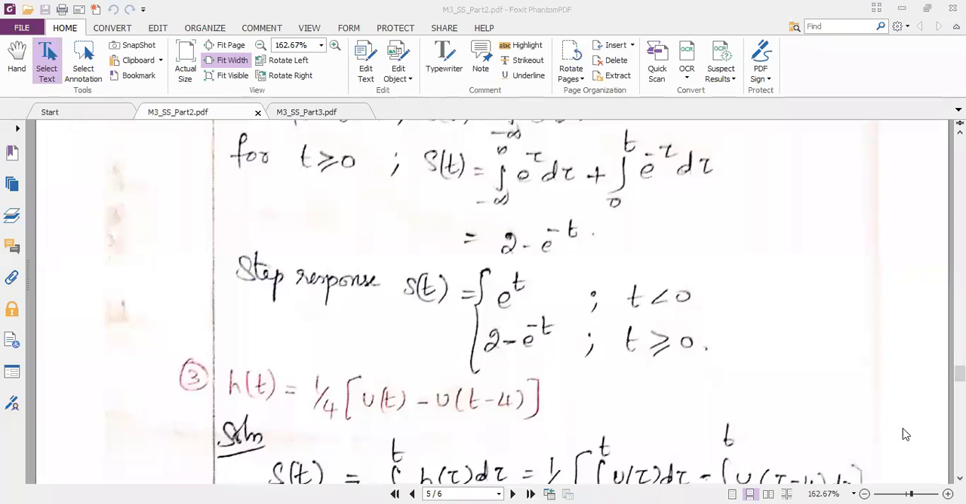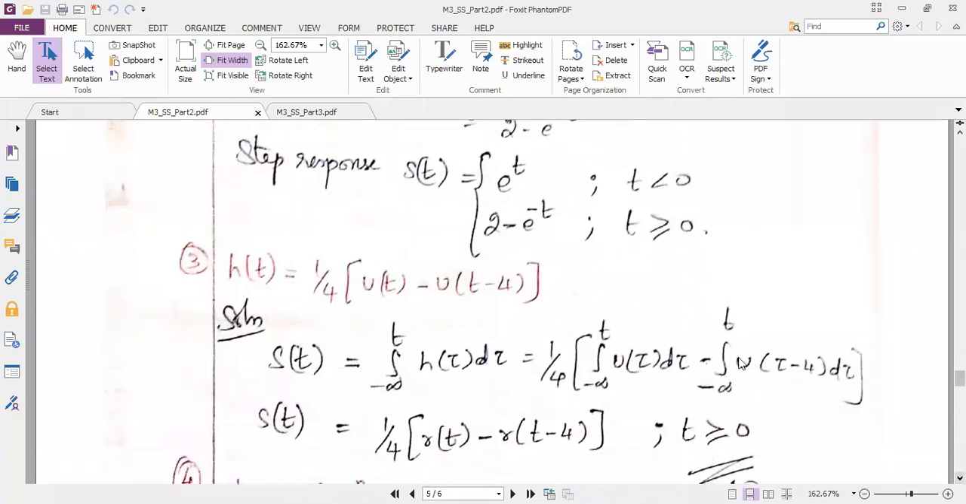So now you take down the third problem. The third problem is very easy. h of t is given as 1 by 4 of u of t minus u of t minus 4. As per the formula, I am just writing the formula: s of t is equal to the integral from minus infinity to t of h of tau d tau.